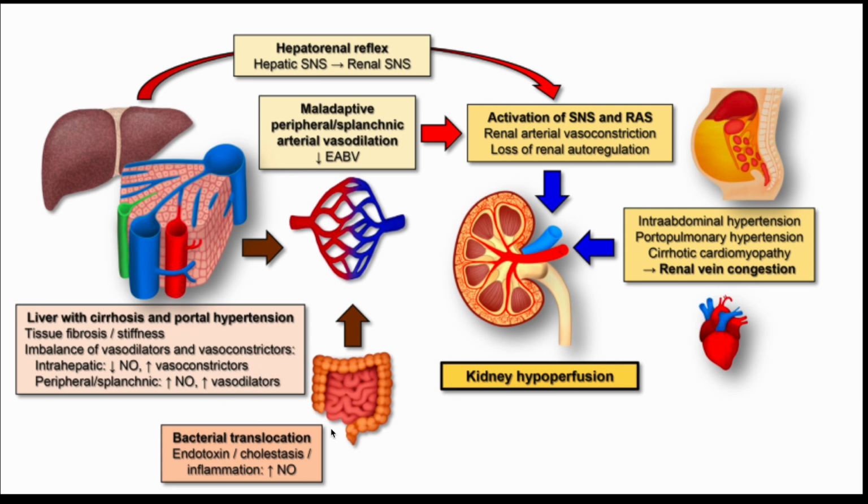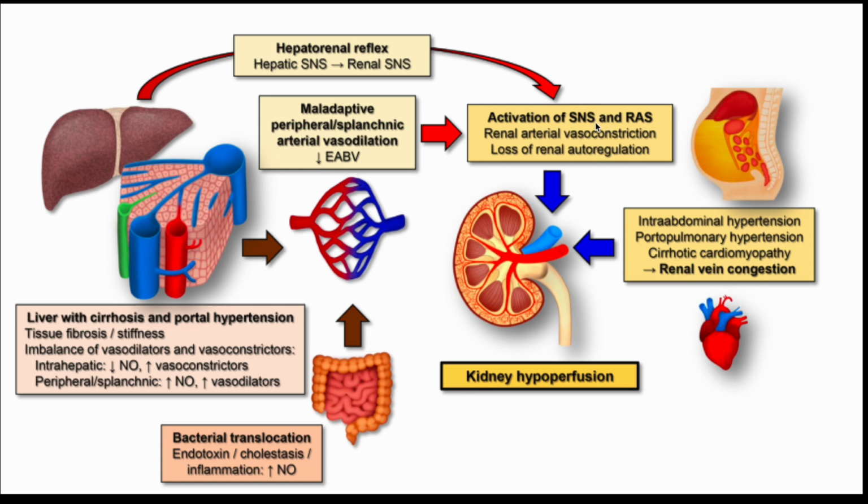This results in bacterial translocation, which further increases the nitric oxide. Then you have the splanchnic vasodilatation. This is because of the maladaptive vasodilatation in the splanchnic areas. This results in a decrease in the effective arterial volume. As the vessels dilate, they reduce the effective volume present in the vessels. Despite normal or increased total blood volume, the arteries are still underfilled.